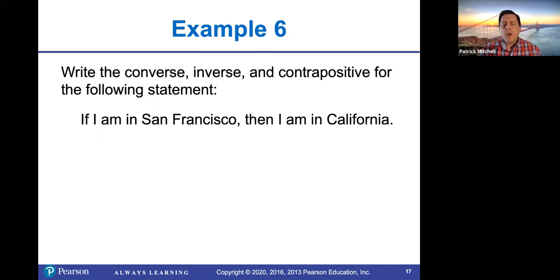Okay. Well, that's a true statement, isn't it? If somebody is in San Francisco, then they have to be in California, right? Because all of San Francisco is inside of California.